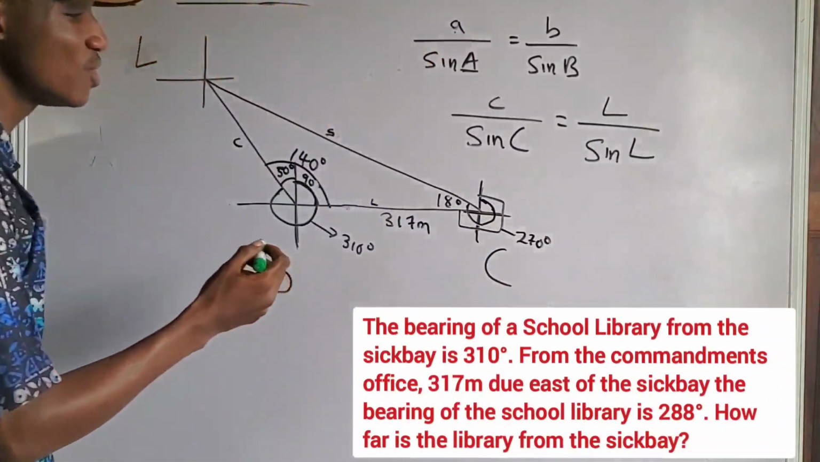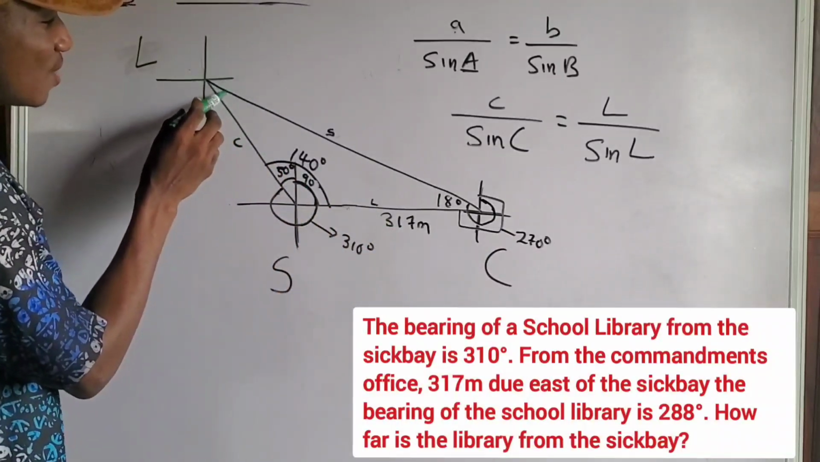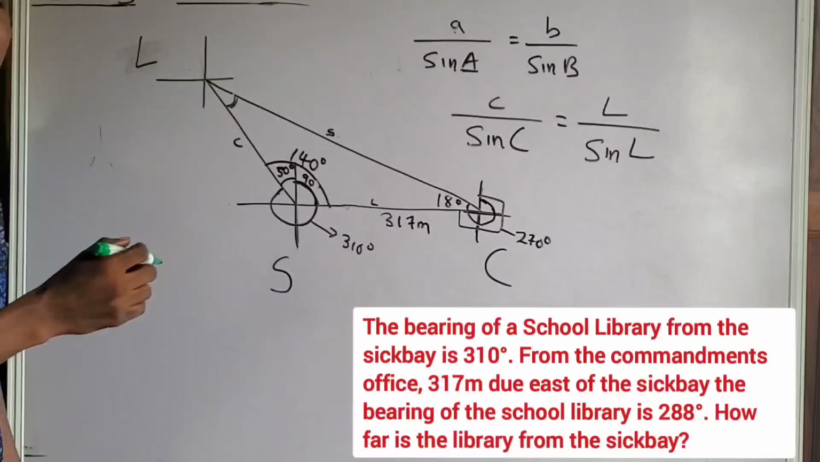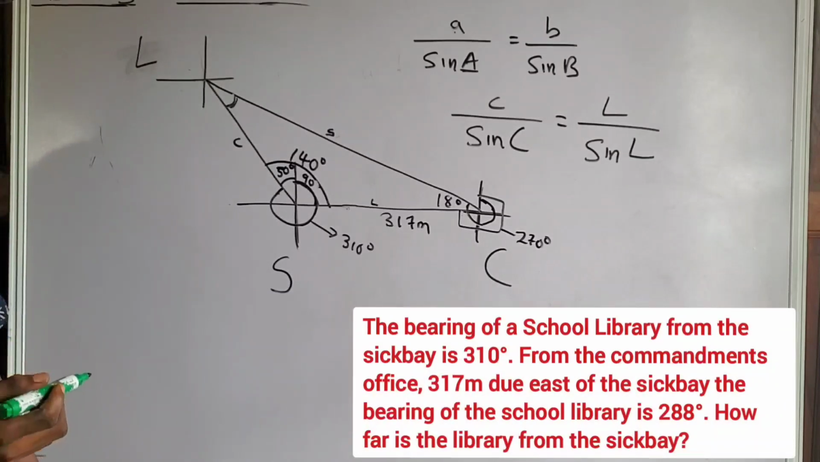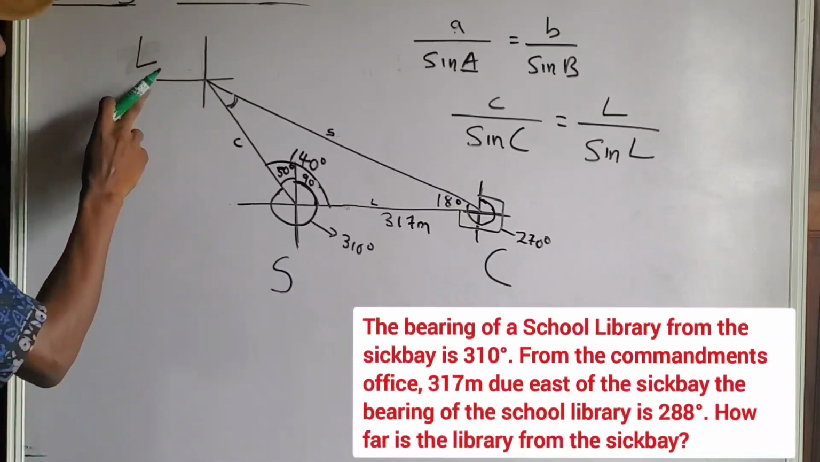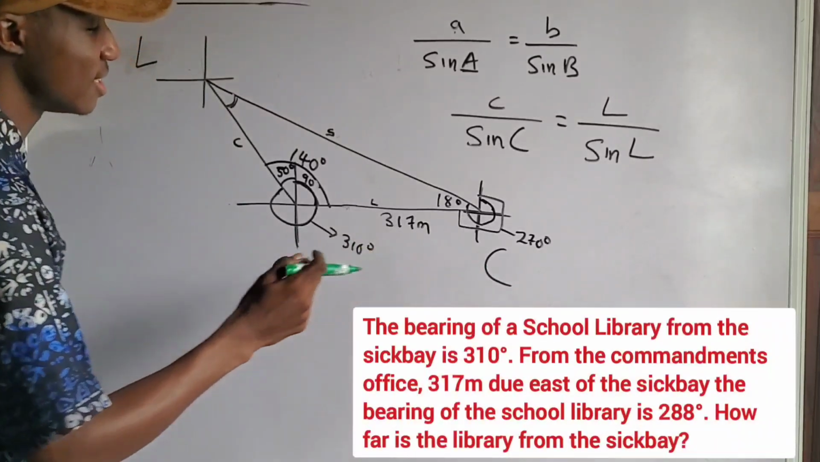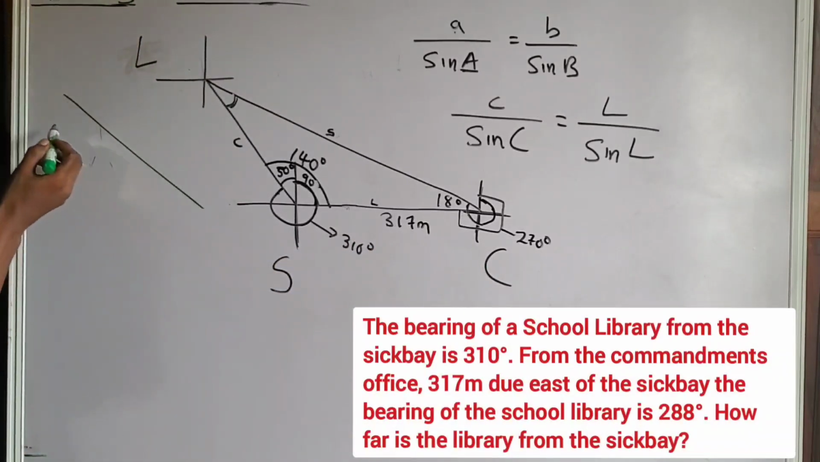That means that the angle that we need is this angle. We need this smallest angle. Are you getting it? And to get this smallest angle, we can make use of the sum of angles in a triangle. You understand? Because triangle LSC is a triangle. We can bring it out.